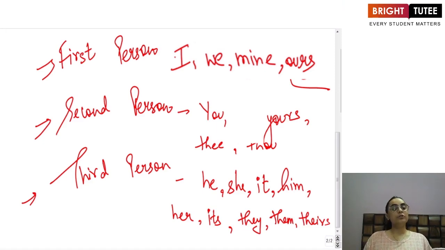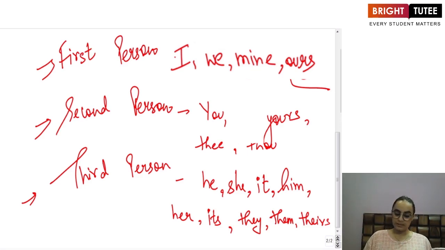While when we talk about the plural pronouns, we use we as the subject and us we use in place of the object. Clear? We can also use we as the subject when we are talking about a plural first person pronoun. Moving on to the second person pronouns, we have you, that is used as a subject, as an object in both singular as well as plural cases.